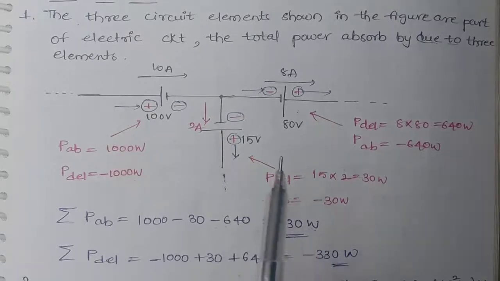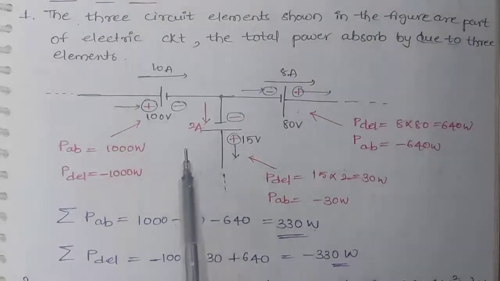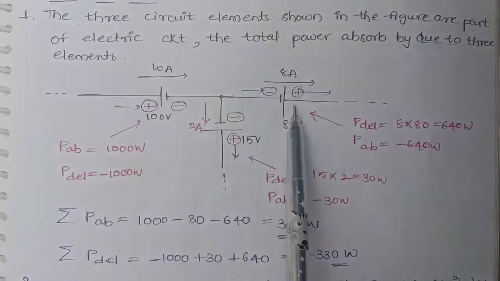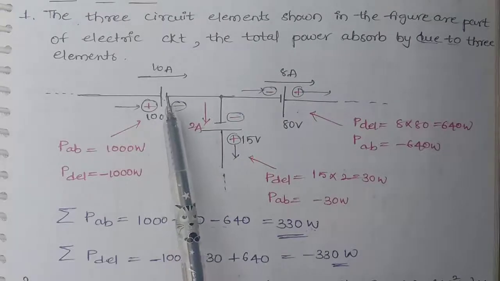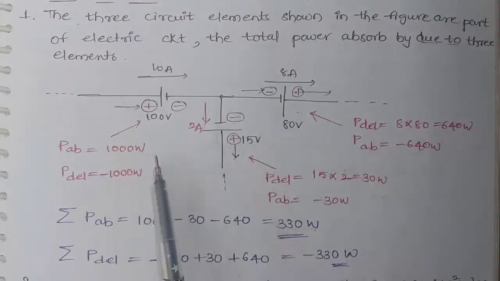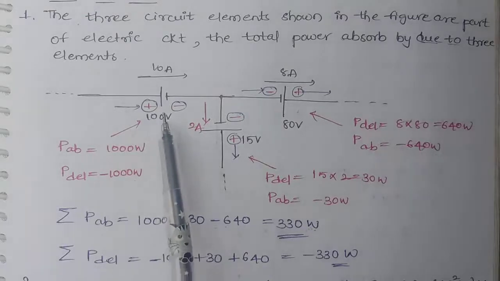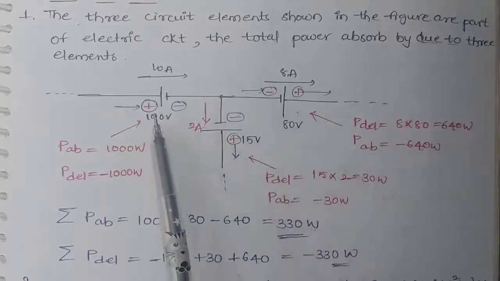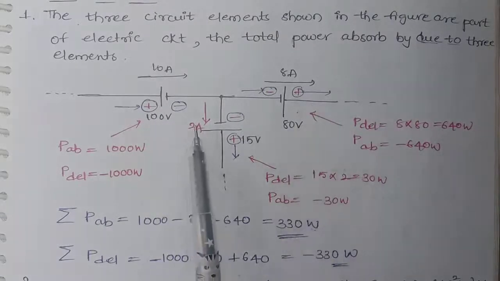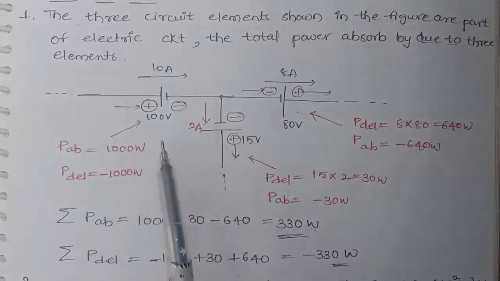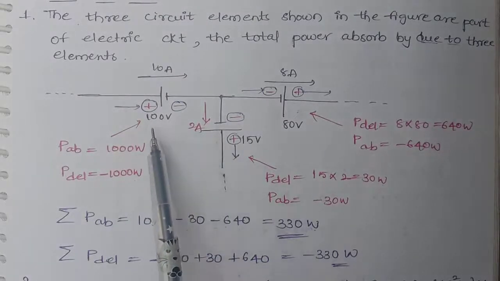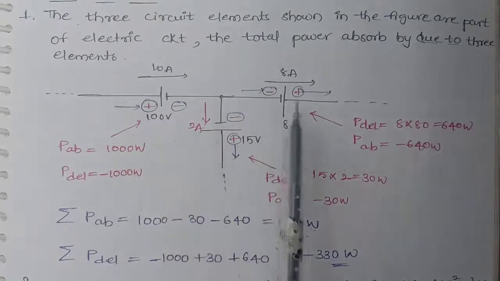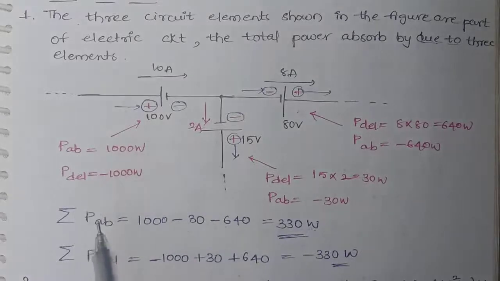Now look here, we need to find out the total power absorbed by these three elements. That means we need to find the absorbed power of this element, this element, and this element, and add these three absorbed powers so that we get the total absorbed power. What is meant by power? Power is nothing but the multiplication of voltage and current. At each element we know the current and voltage, so we can find the power easily.